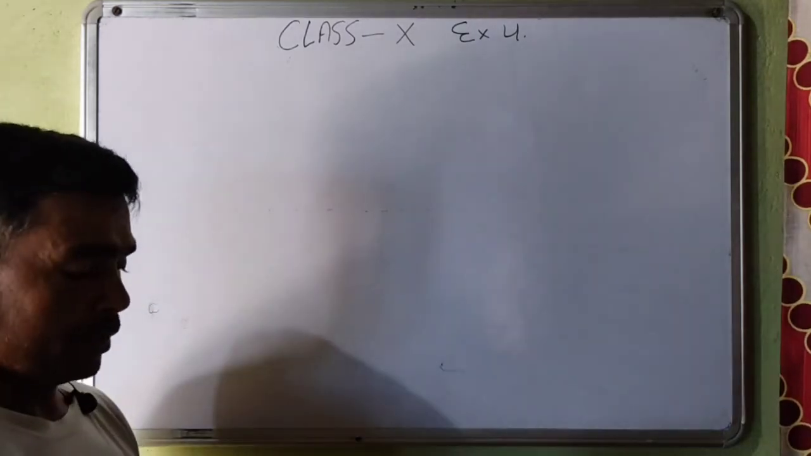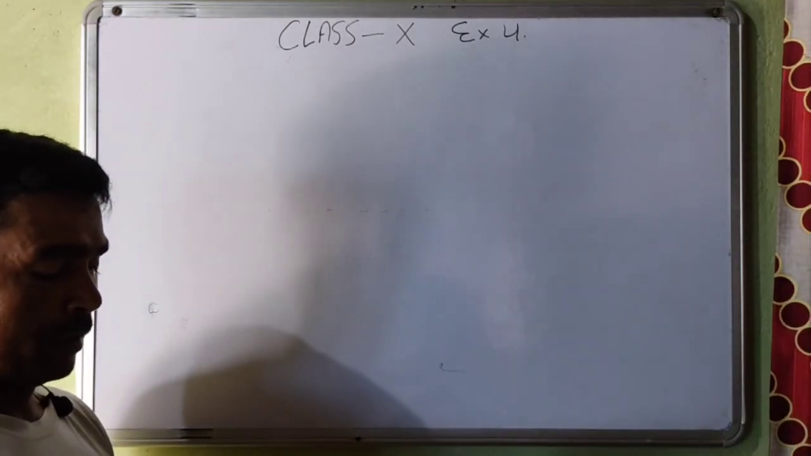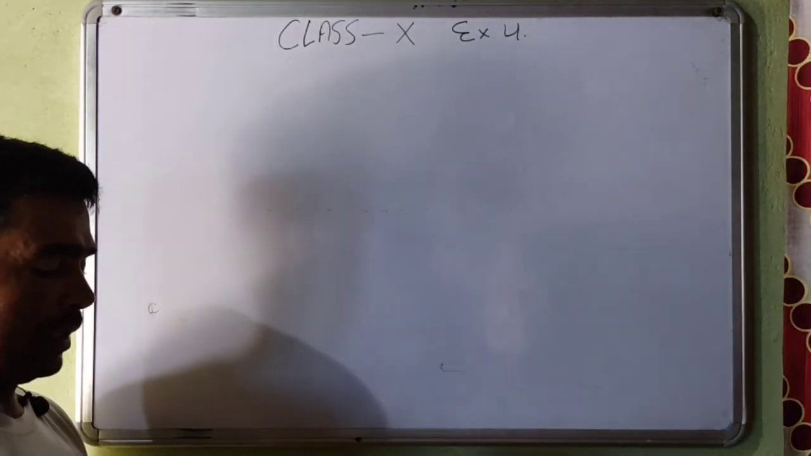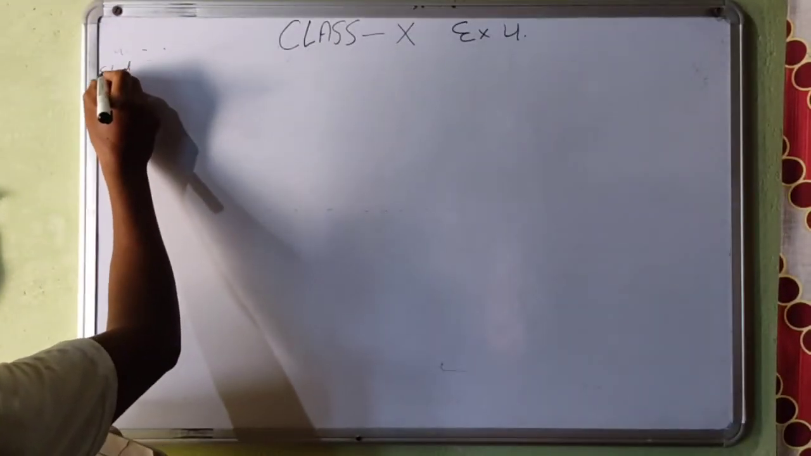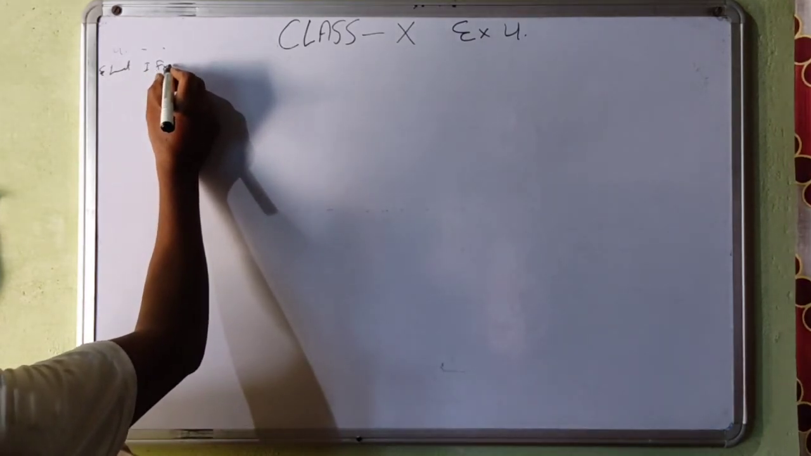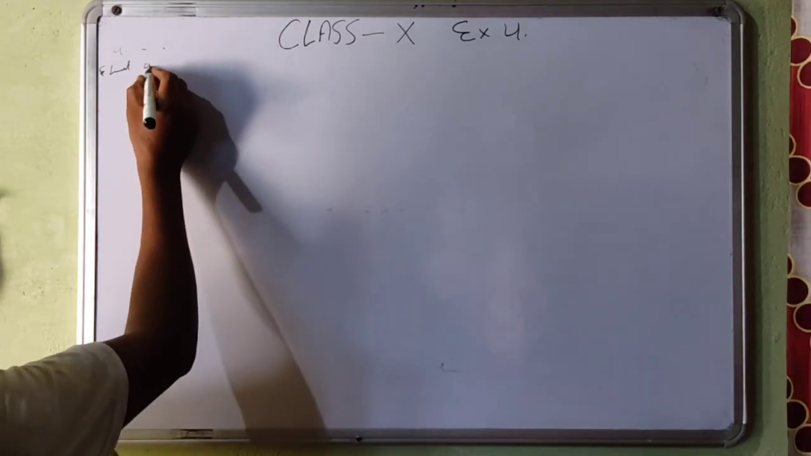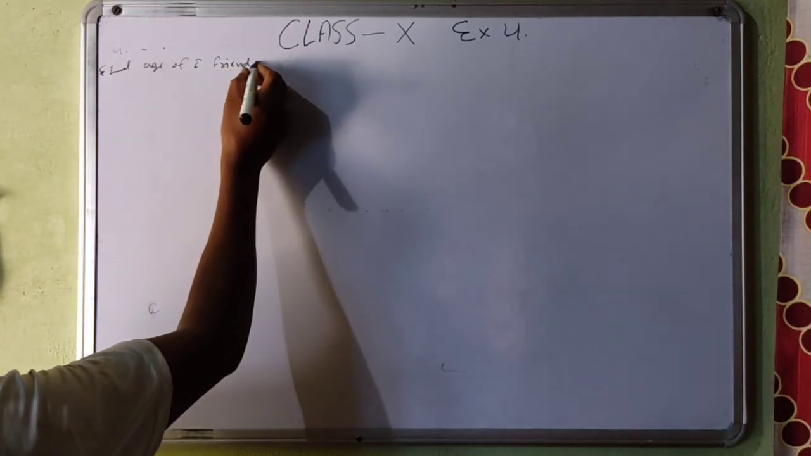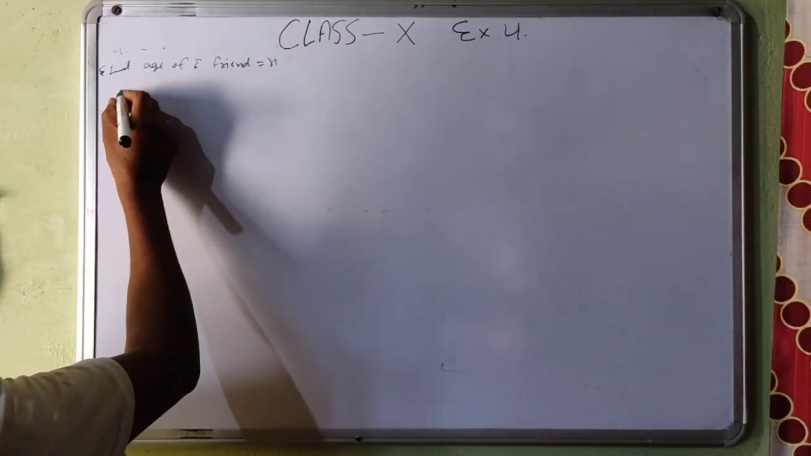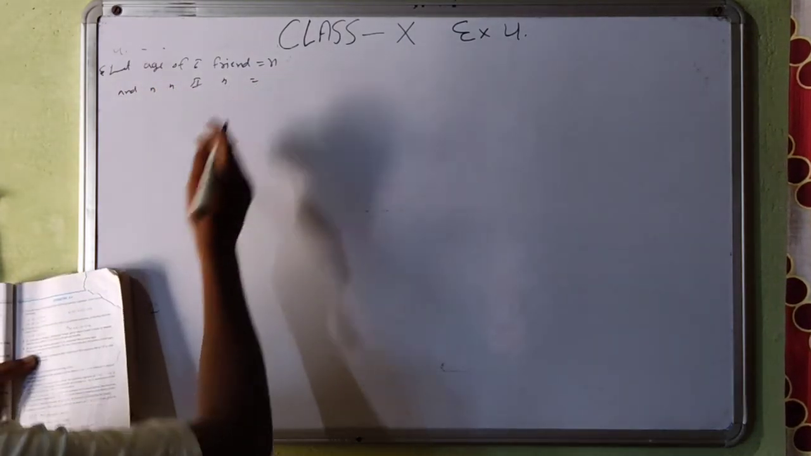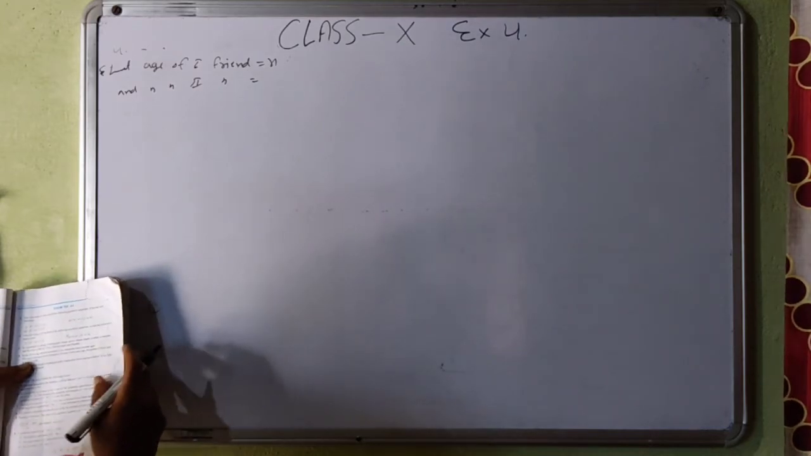In the following situation, is it possible? If so, determine their present age. The sum of the ages of two friends is 20. So let the age of the first friend be x, and the age of the second friend is 20 minus x, since the sum of the ages of the two friends is 20.